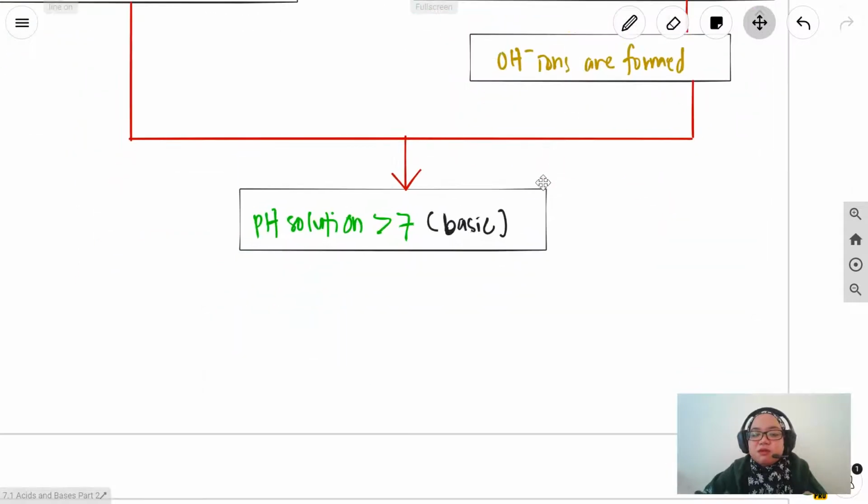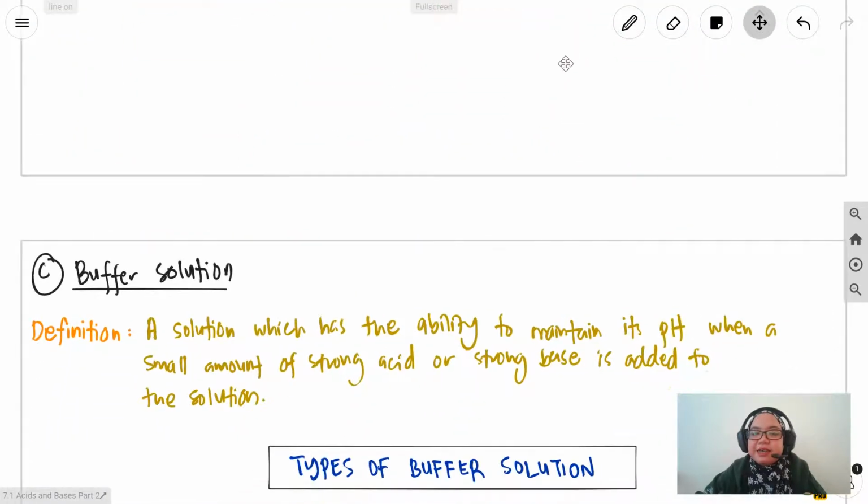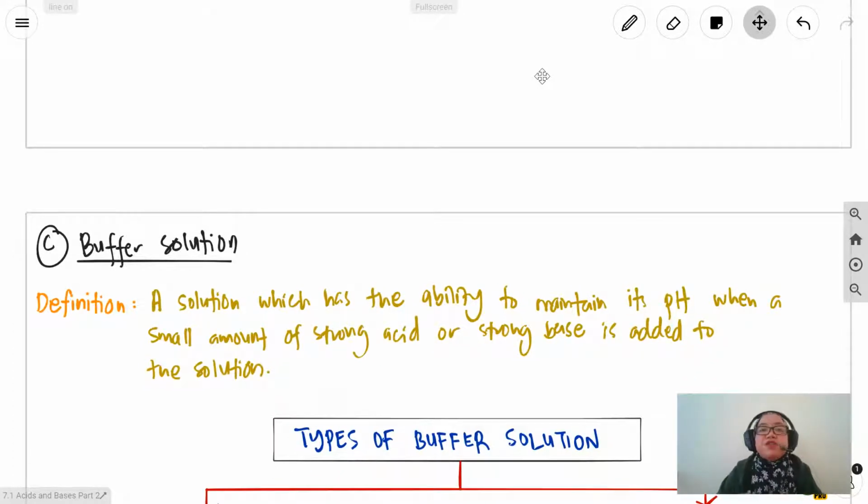Now we are going to look at the second part of this video, which is buffer solution. So what is a buffer solution? A buffer solution is a solution which has the ability to maintain its pH when a small amount of strong acid or strong base is added to the solution. It means that if you add strong acid or strong base into a buffer solution, it will mean nothing. The pH will remain the same. And we are going to explain why this is happening.